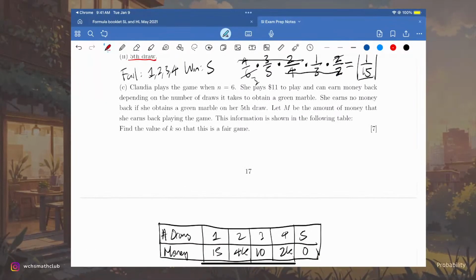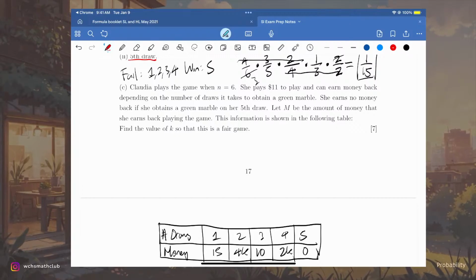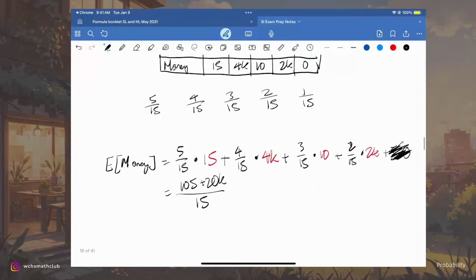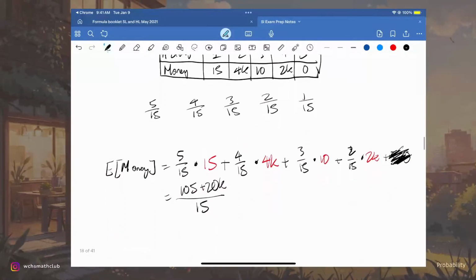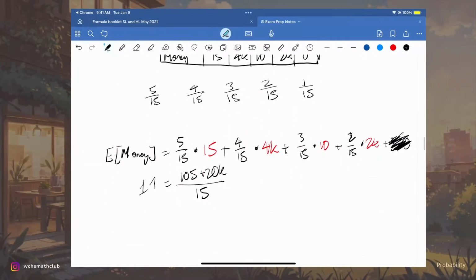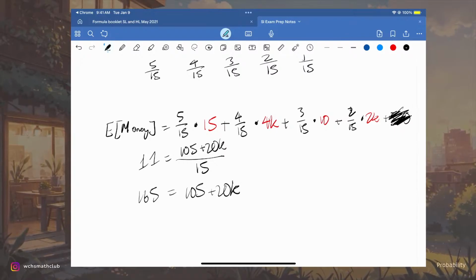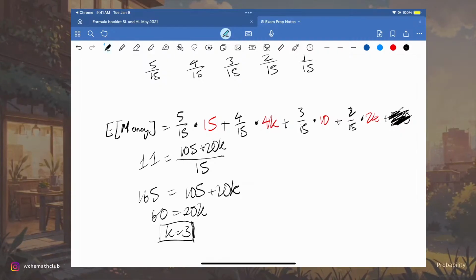What exactly is it asking us? Let M be the amount of money that she earns back playing the game. Find the value of k so that this is a fair game. Since you pay 11 to play, you have to have an average outcome of $11 in order for this game to be fair. So we're going to set the left side equal to 11, and then we'll just solve this equality. 60 equals 20k, and k equals 3, which is our final answer.